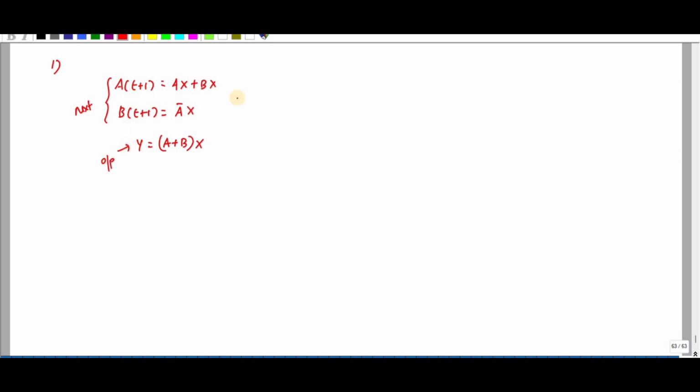Here these two are your next state values, and this is your output. On seeing that, they have used two D flip-flops, one is A and another one is B. They are asked to design a synchronous sequential circuit.